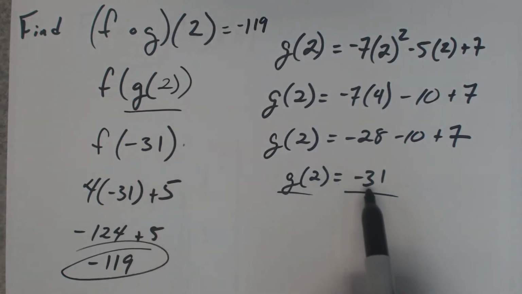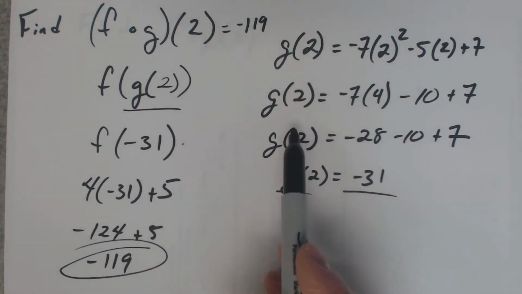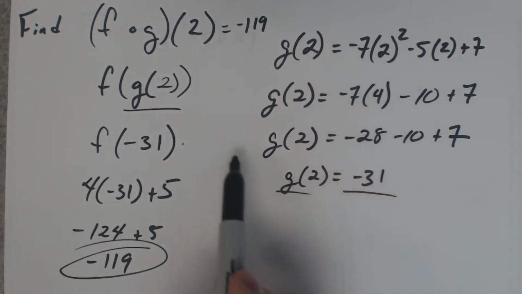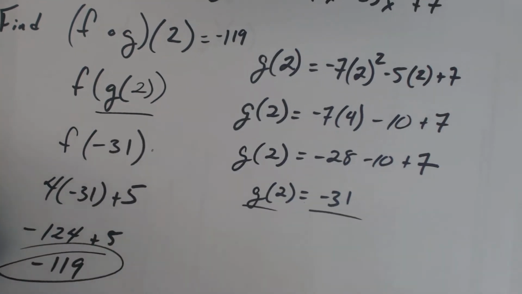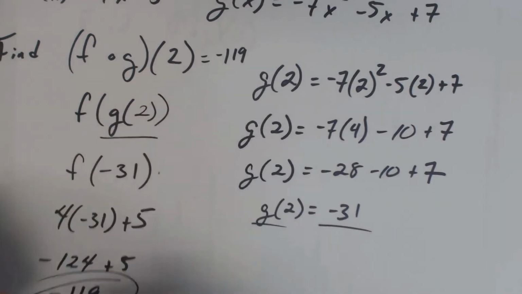We took one value, we put the 2 into g, got that answer, plugged it into f. That's what a composite function does. One function feeds the other. So this is when you have a value here.